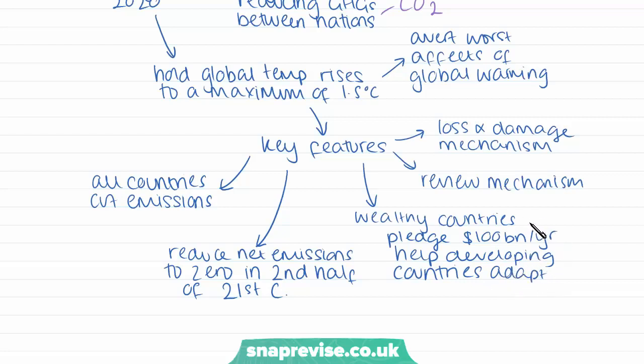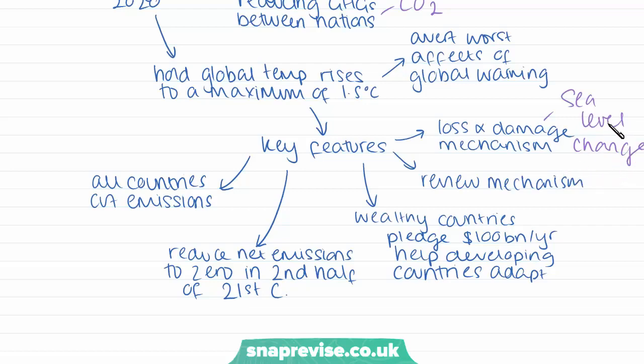Also, they're going to review a mechanism to increase pledges every 5 years to keep global warming below 2 degrees Celsius. And also, there's going to be a loss and damage mechanism installed, which is going to address the losses that vulnerable countries will face from climate change. For example, sea level rise, which is a big impact of climate change. So they're going to help install this mechanism to help those poorest countries who will lose a lot from sea level change.